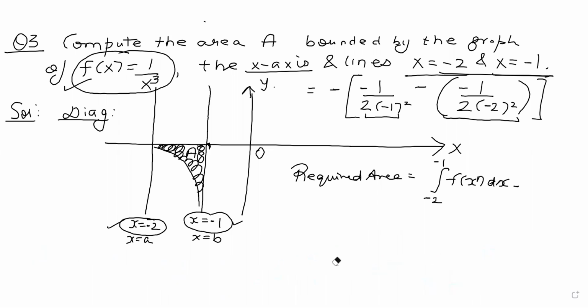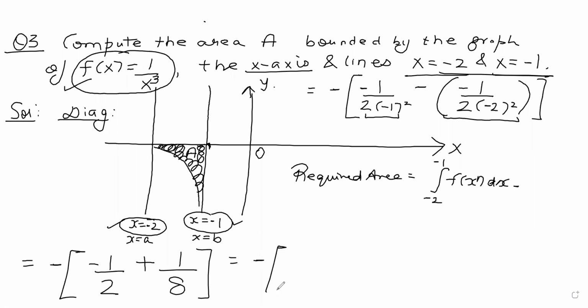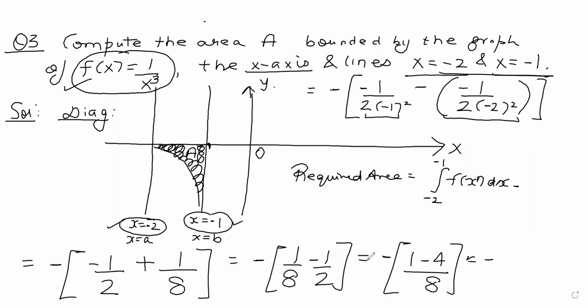So this I can further solve. It is -1 upon 2 plus 1 upon 8. So this is 1 upon 8 minus half, which with 8 being the LCM is 1 minus 4 by 8, which is minus of -3 by 8. Minus of -3 by 8 becomes +3 by 8. So my required answer for this particular question comes out as 3 by 8.